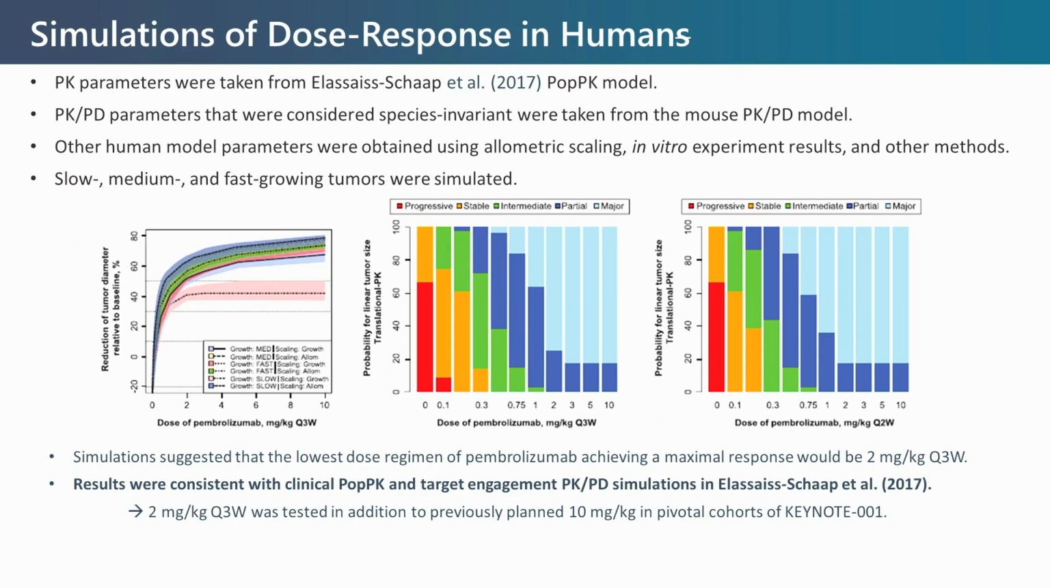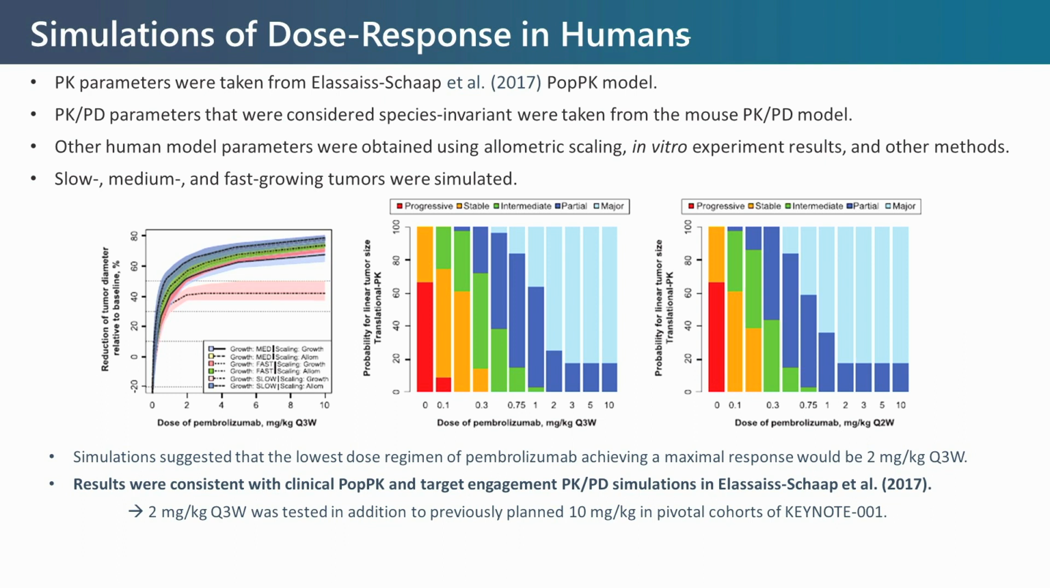The next step was to simulate the dose response in humans, making use of the models developed using the mouse data. The simulated pembrolizumab concentrations were generated using the previously developed population PK model that I described in the first part of this case study. For the pharmacodynamic or PD parameters, scaling was required to translate PD effects from mice to humans.